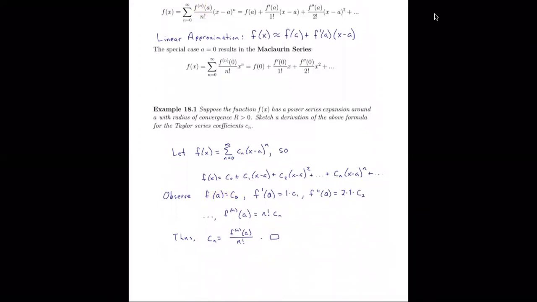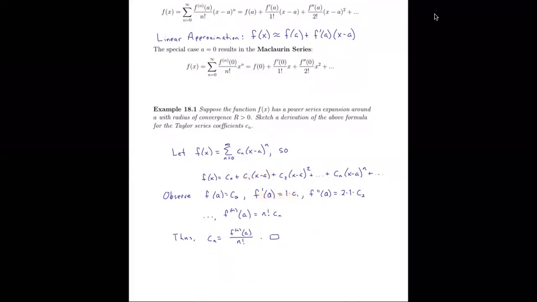If we take the derivative of f with respect to x, c naught's a constant, so it becomes 0. There's no factor of x next to it. This leaves us with c1 times 1, since the derivative of x minus a is just 1. Then this is 2 times c2 times x minus a. Everything else has an x minus a in it after that first derivative. So when we do f prime of a, all the x minus a terms will cancel to 0. c naught already went to 0 because we took the derivative of a constant. The only term that survives is c1 times 1. So f prime of a is 1 times c1, or just c1.